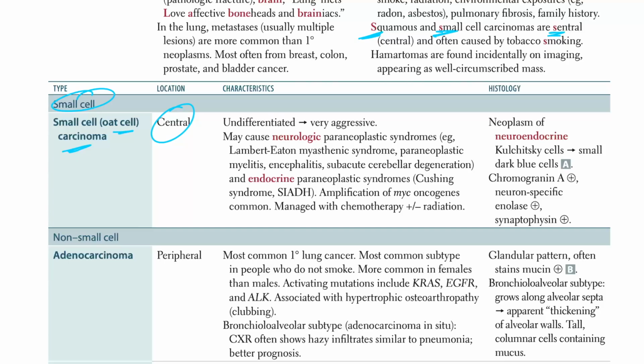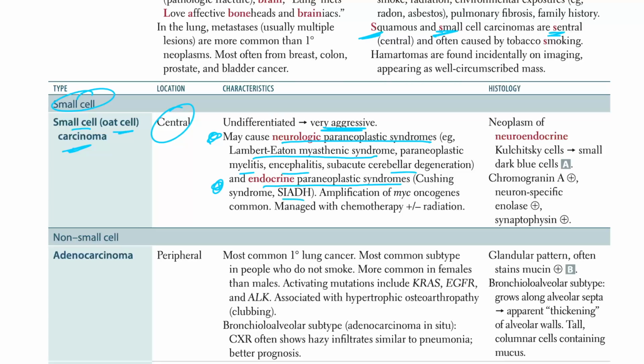They're undifferentiated and very aggressive. Because they're small cell, they're very aggressive, and may cause neurological paraneoplastic syndromes, high yield. What paraneoplastic syndromes can occur are Lambert-Eaton myasthenic syndrome, paraneoplastic myelitis, encephalitis, subacute cerebellar degeneration, and endocrine paraneoplastic syndromes like Cushing syndrome and SIADH.